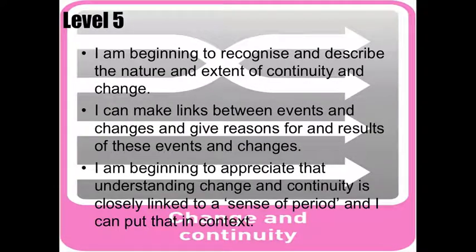Level 5, average performance of a Year 8 student. Students are beginning to recognise and describe the nature and extent of continuity and change, so quantifying the amount of change and continuity. Students will be making links between events and changes and give reasons for and results of these events and changes. More than one reason for why events in history happen, this concept of multi-causal factors at work. Students beginning to appreciate that understanding change and continuity is closely linked to a sense of period, and they can put that period into its correct context.